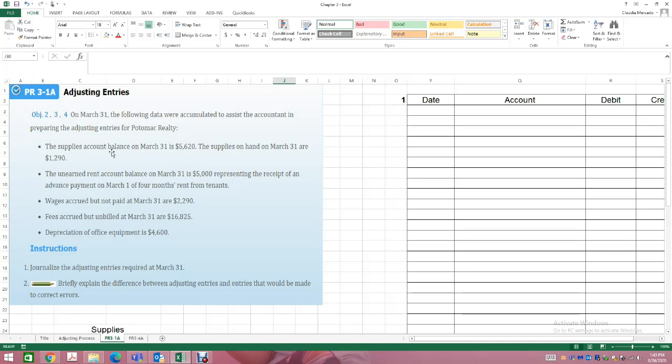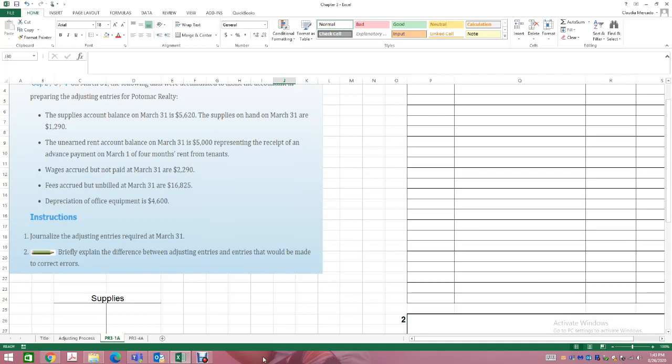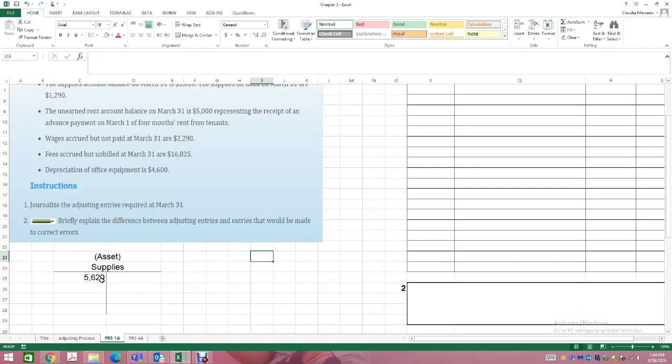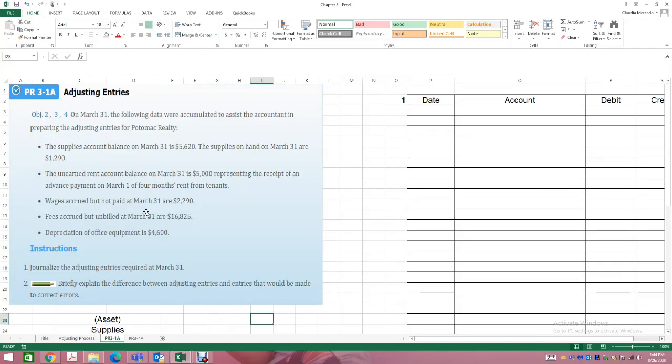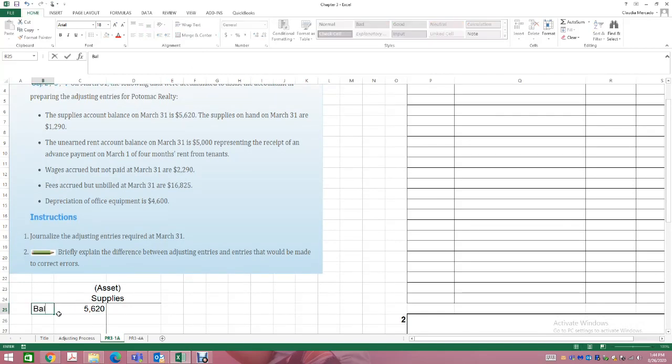Okay, the supplies account balance on March the 31st is $5,620. The supplies on hand March 31st are $1,290. Okay, so we have supplies of 5,620. Now supplies is an asset account. Okay, this is an asset. The normal balance of an asset, by now we should know, is a debit. Okay, so this is my beginning balance.